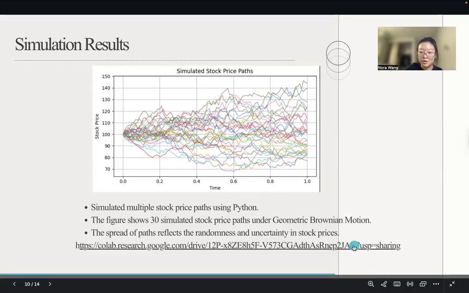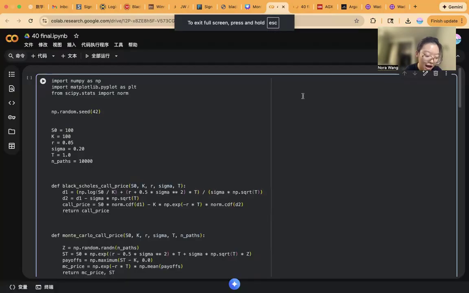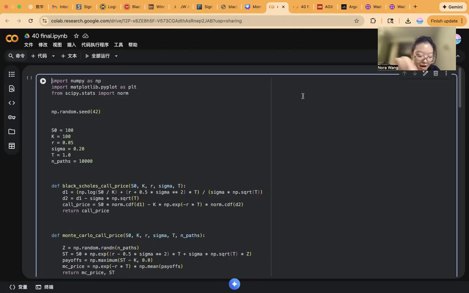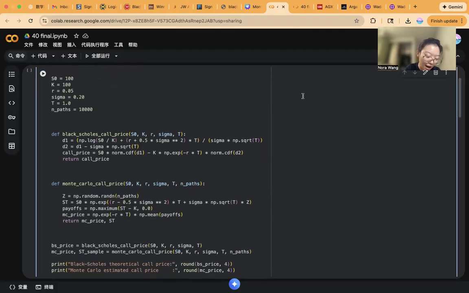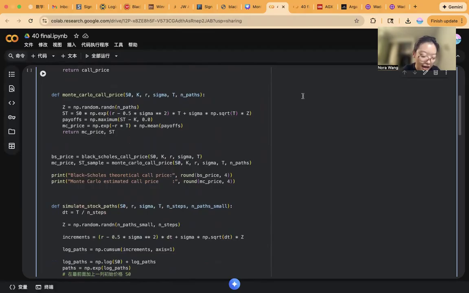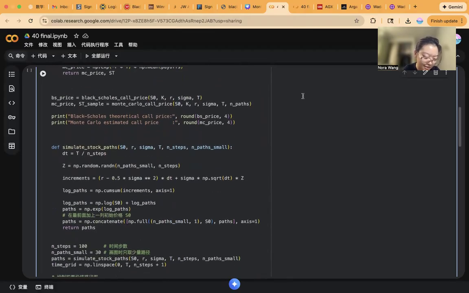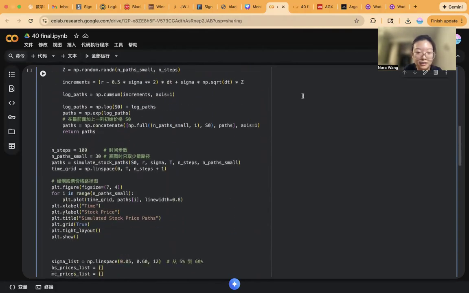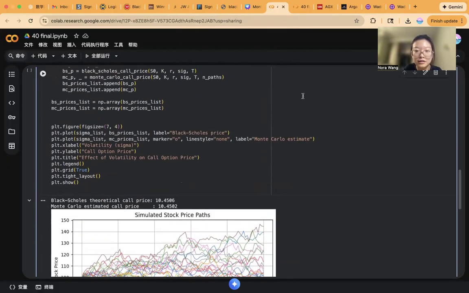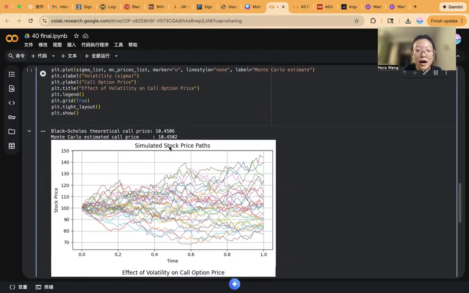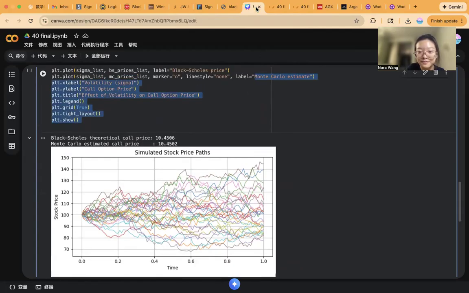We can see that in my Python code, I simulate stock price using this motion formula, then compute the payoff for each simulated path. After discounting the average of these payoffs, I obtain the Monte Carlo estimate for the option price. So this is my full coding process, and we got the graph here.